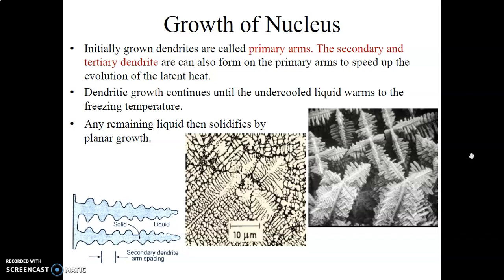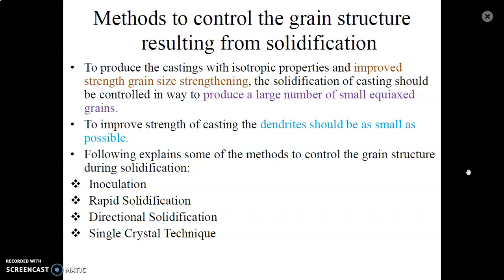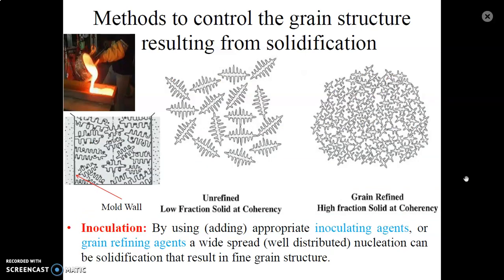So these are the different shapes. You can also read this slide. You will get some more idea about the growth of nuclei. So, methods to control the grain structure resulting from solidification. So here we have different methods. We will discuss them in the next lecture.